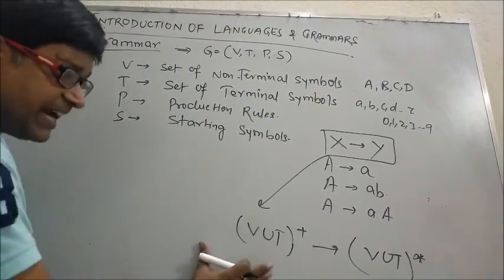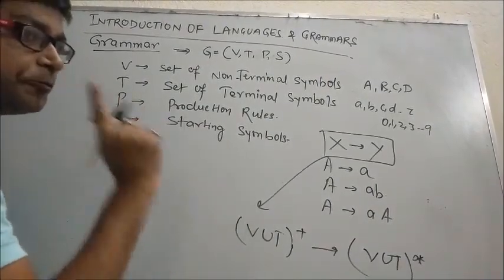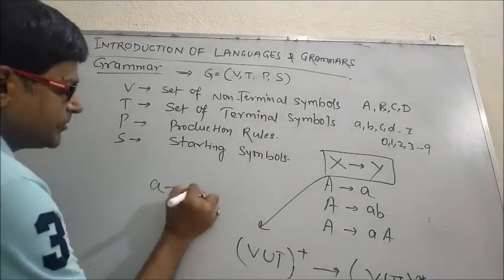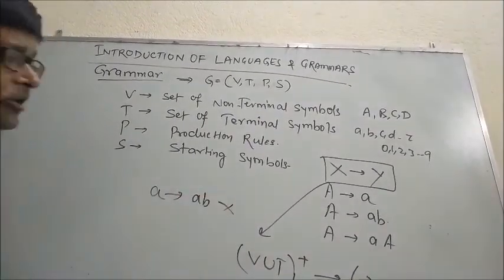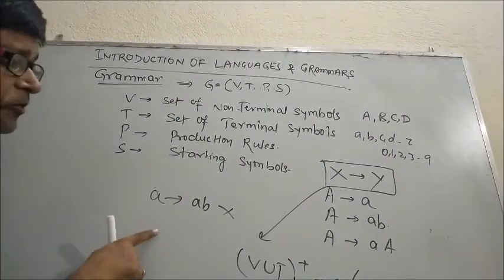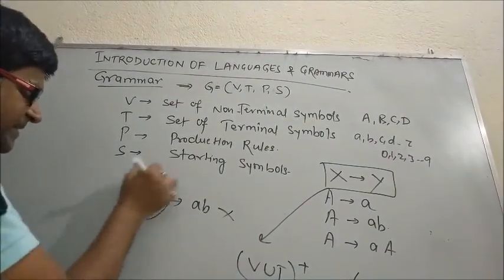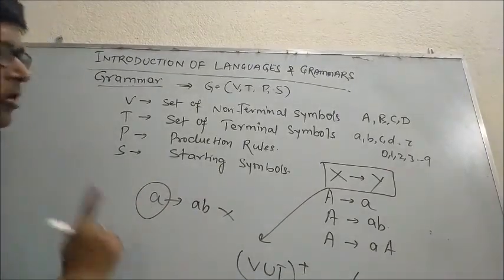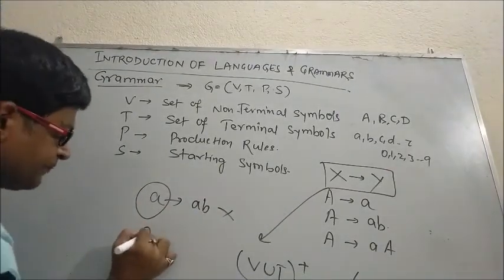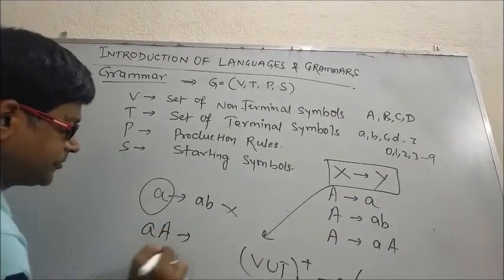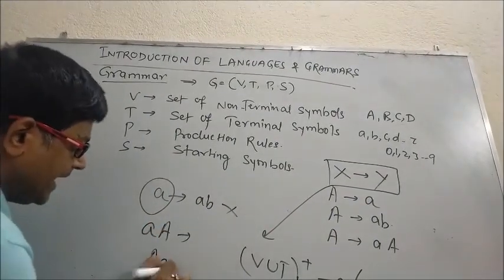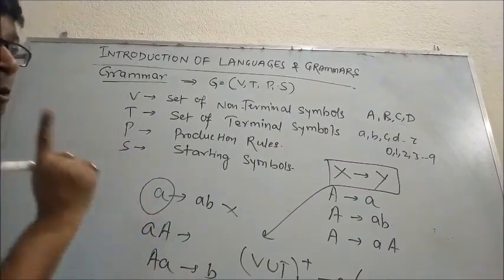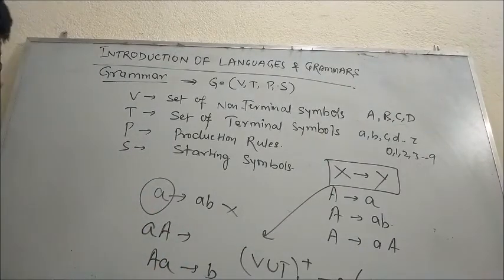That means on the left hand side you have to have at least one non-terminal. So if you are writing like this, a tends to AB with a terminal on the left, it is a wrong production rule. Why is it wrong? Because on the left hand side at least we should have one non-terminal. It may be AA tends to something, or capital A small a tends to something, but here it must have at least one non-terminal. Okay, fine.